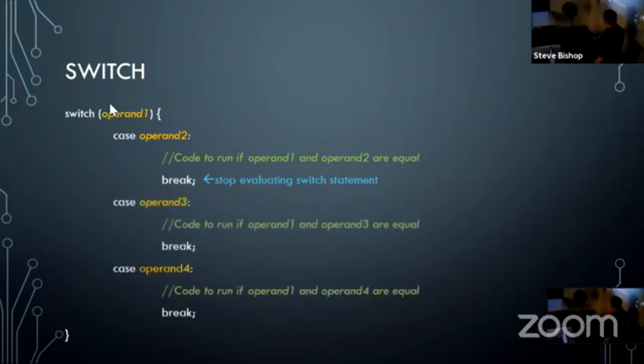Okay? We can have multiple operands to compare the first operand against. So we have this value up here checking to see, is it equal to operand 2? If not, then go down to operand 3. Is that true? If it's true, then run this code. If it's not equal to 2 and it's not equal to 3, then run this stuff in operand 4. Kind of the same thing we just did with if and else, just a little different expression.